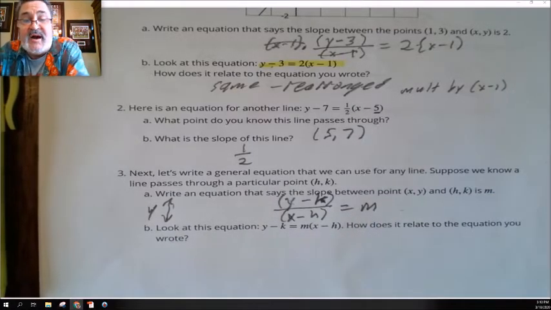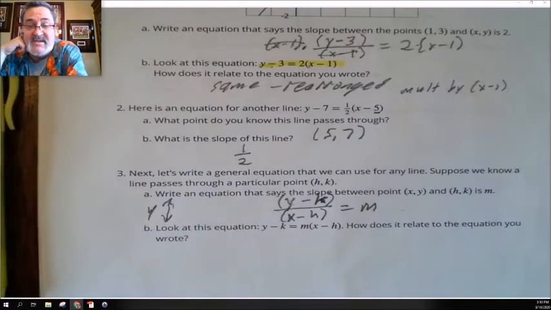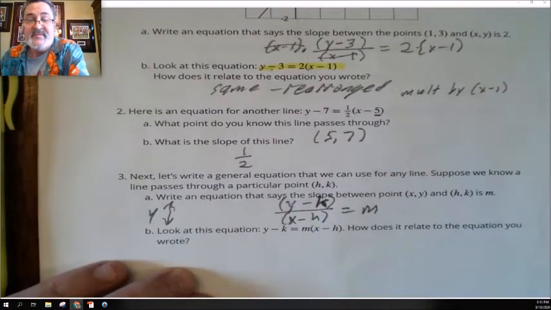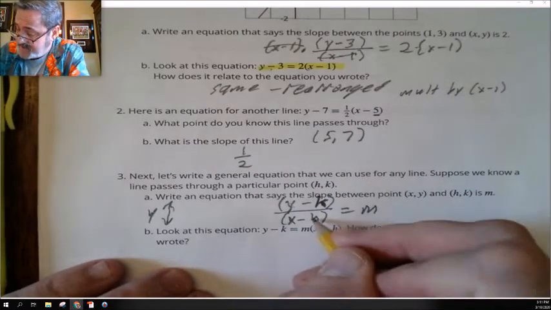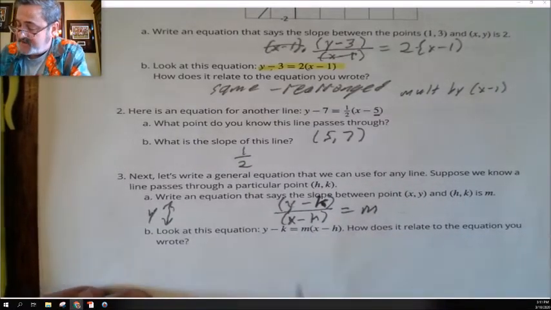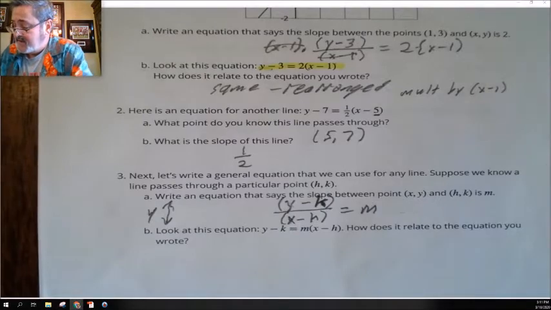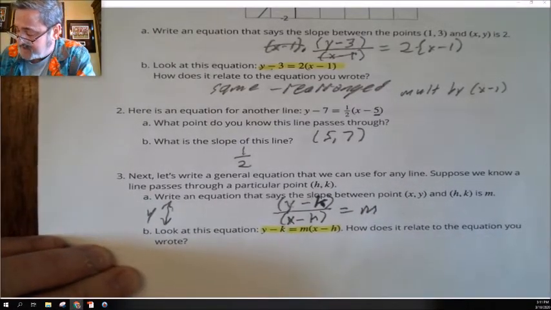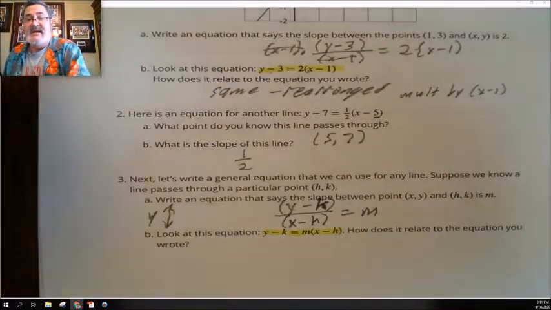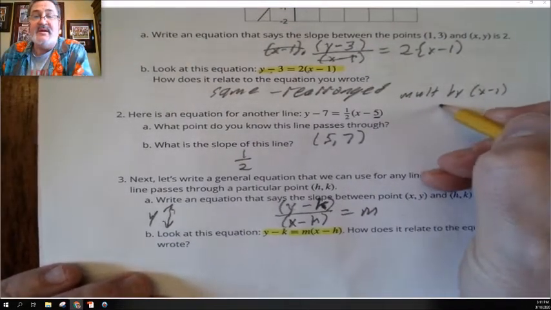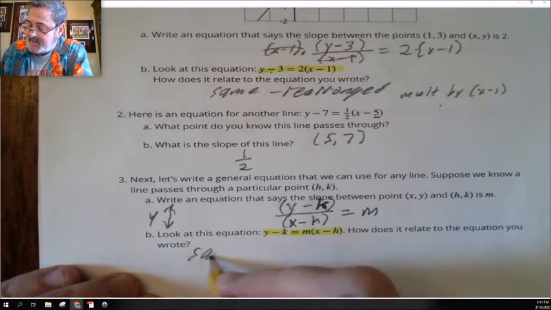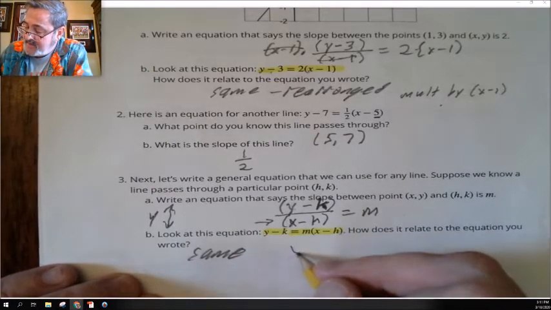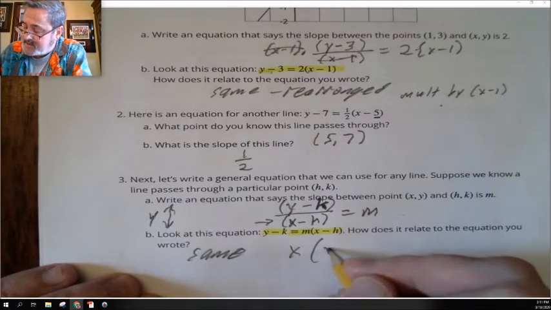So the difference in the y's on top, y minus k, make sure it's a k, over the x minus h. So let's look at this, same type of thing. y minus k equals m times x minus h. How does that relate? It's the same thing that happened right here, right? Same equation. We just multiplied by the denominator, x minus h.